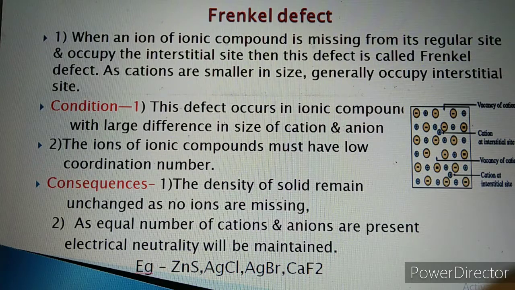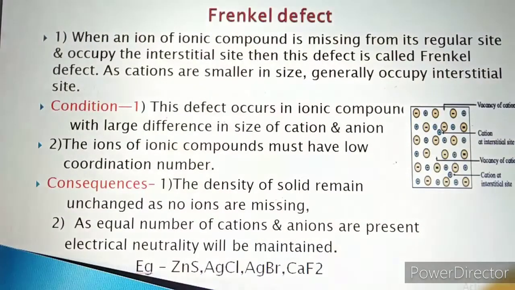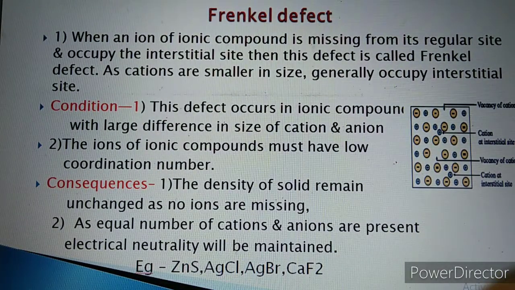Then what are the consequences of Frenkel defect? First consequence is that the density of the solid remains unchanged as no ions are missing. Here there is only a shifting of the cation to the interstitial site. Therefore, the density of the solid will remain unchanged as no ions are missing. Second consequence is that as an equal number of cations and anions are present, electrical neutrality will be maintained.